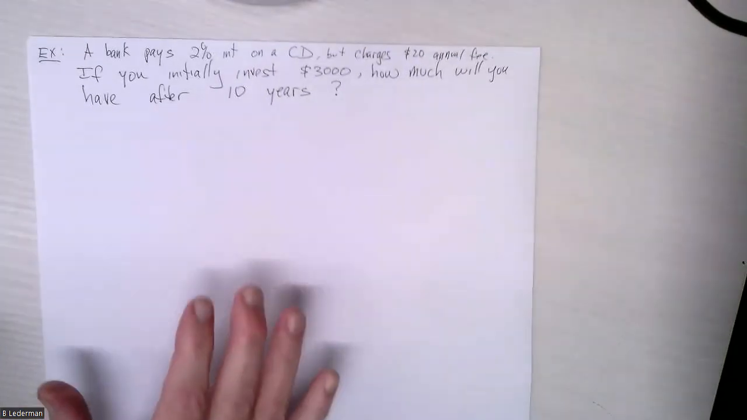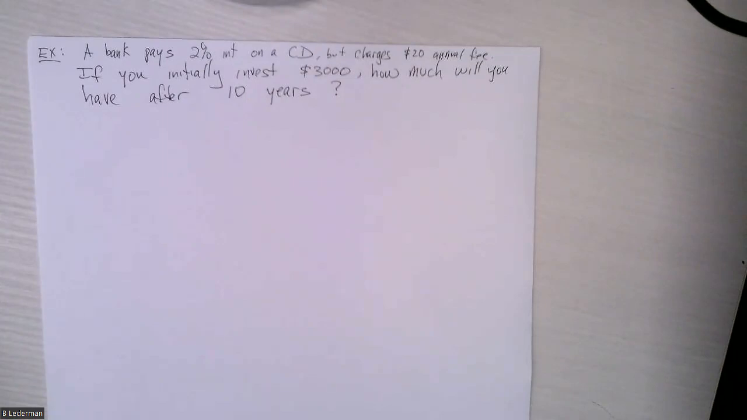Okay. So a bank pays 2% on a CD, but charges a $20 annual fee. They're very evil, these banks. They find ways to charge fees. Well, I shouldn't say they're evil, I'm just saying. If you initially invest $3,000, so you're plunking down $3,000, how much will you have after 10 years? So that's the question. 2% interest, that's always annual on a CD, $20 a year, and so forth. Now we had problems with this already, so let's go through this.